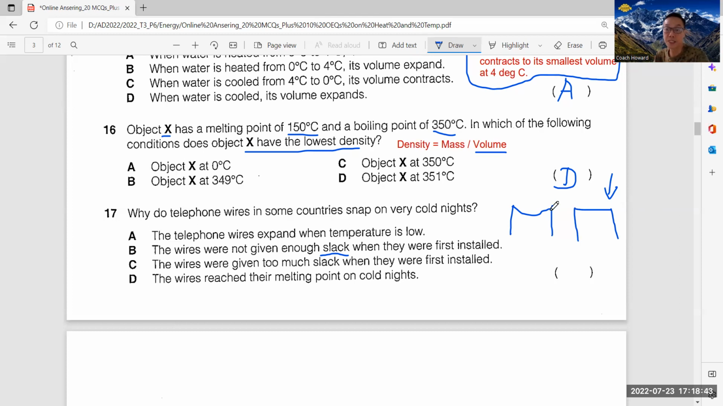So for such cases, you must install the wire with some slackness. So they ask, why do they snap on a very cold night? It is because the wires were not given enough slack when they were first installed. So the answer is B. You must take this into the insulation requirement consideration. Therefore, you must give enough slack.